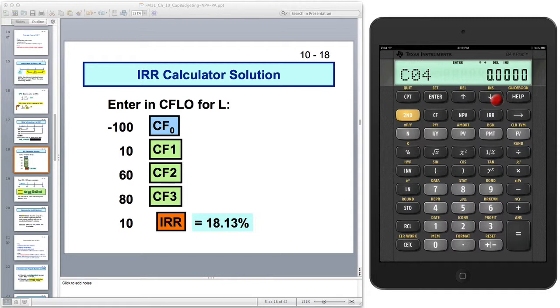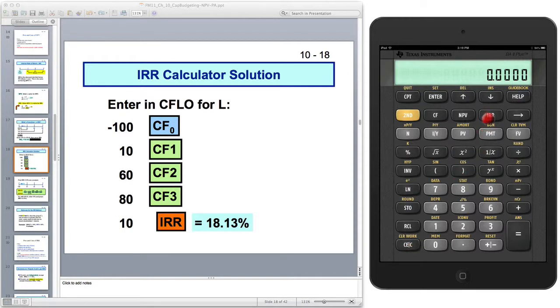If you want, you can clear the screen, not by hitting second clear work, because that will actually clear the values you have entered in the cash flow register. You want to hit just CE/C, which is clear entry clear. And you have a clear screen.